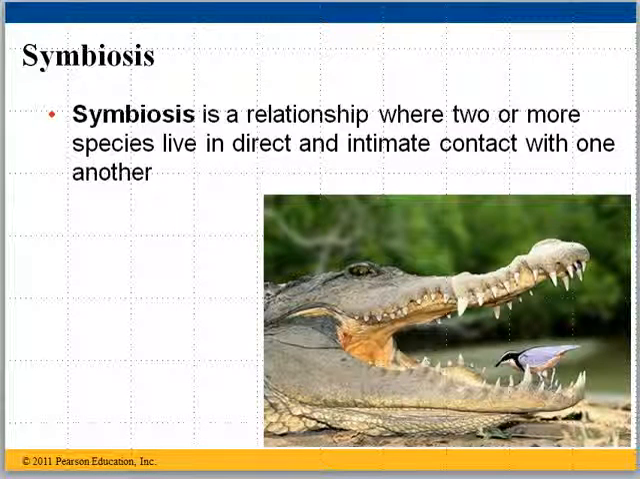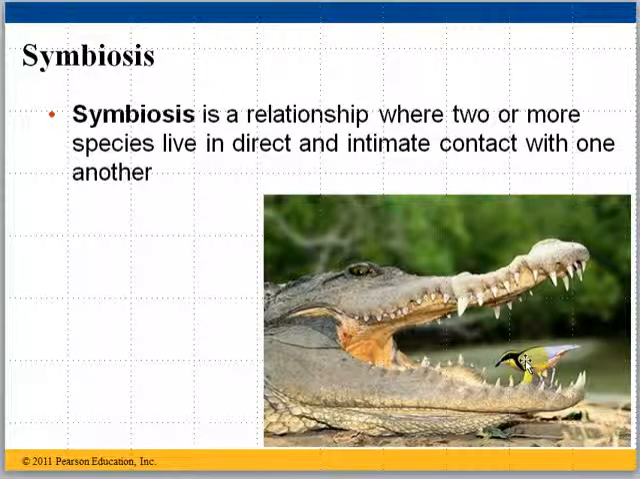This is one that is always interesting to students. You start studying this back in elementary school, and so you've probably heard all these terms before. This is called symbiosis. Symbiosis is a relationship where two or more species live in pretty close, direct, intimate contact with one another. Here you have a classic example of a crocodile and a plover. And the plover is this little bird here.